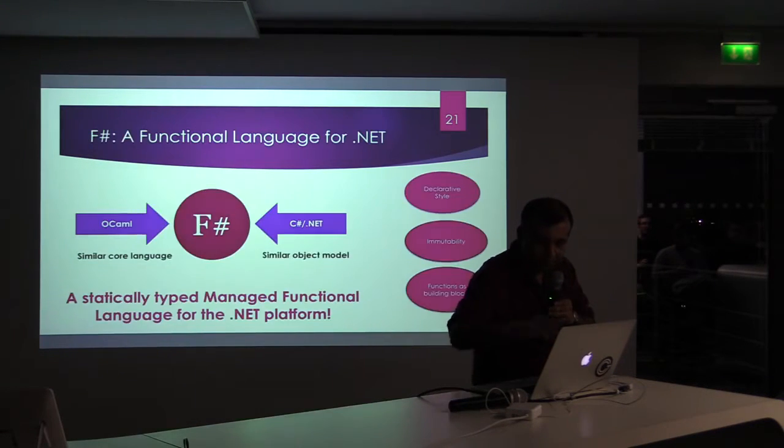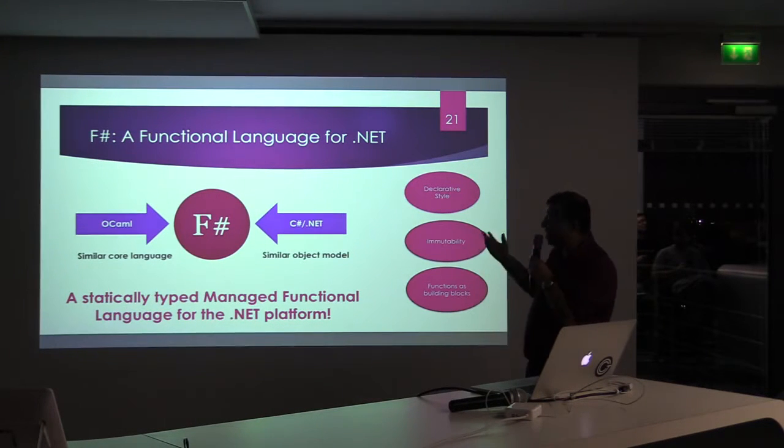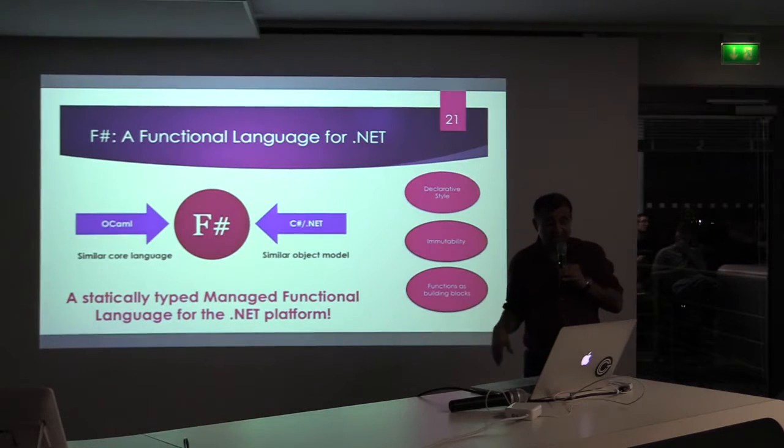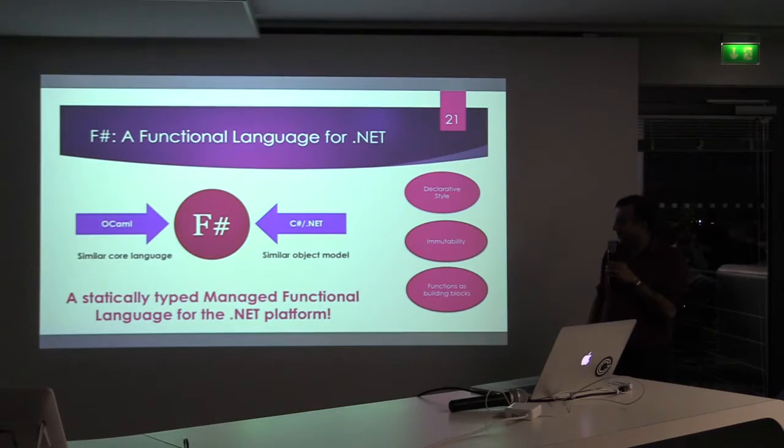So I'm going to get to what F# is, right? I didn't know you guys use Scala. I could have added a slide on Scala. Sorry about that, but I'll still talk about Scala.